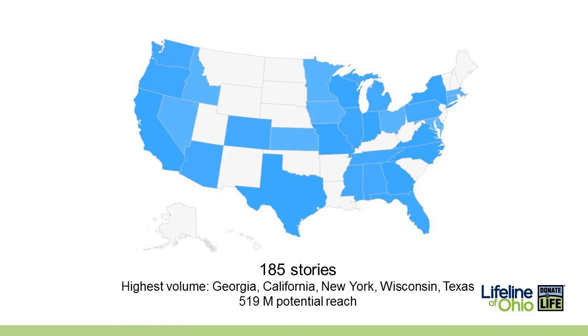Speaking of a ripple, what was the media impact that we saw through this? We saw 185 stories, and this slide was from a couple of months ago. 185 stories with the highest volume in Georgia, California, New York, Wisconsin, Texas, with 519 million potential reach. So this had a lot of momentum, and there are several of you on this call who have been involved with DCD Hearts since, and I know that this reach continues to grow.